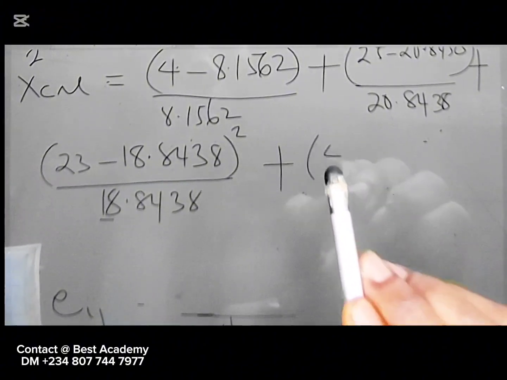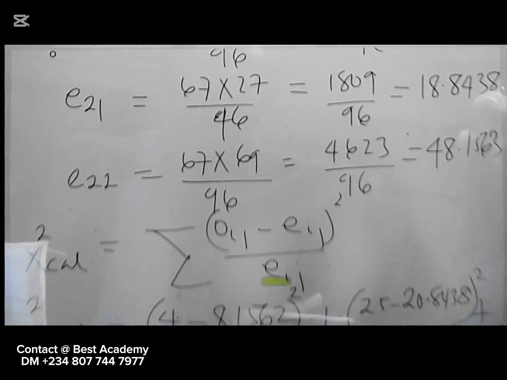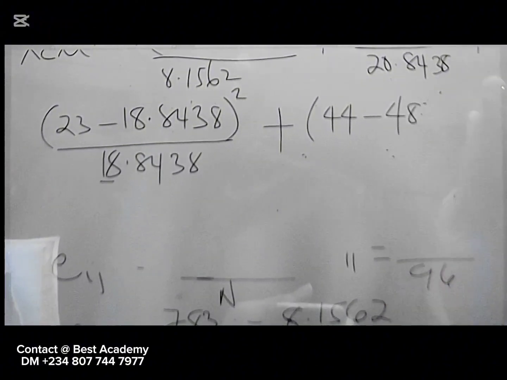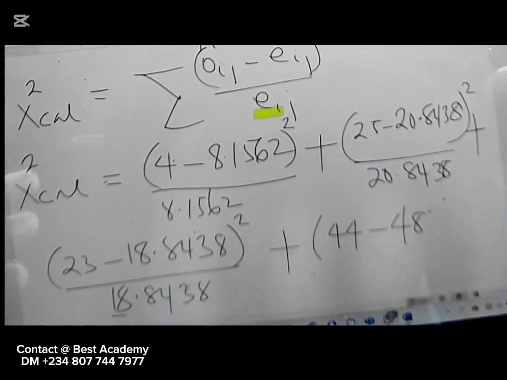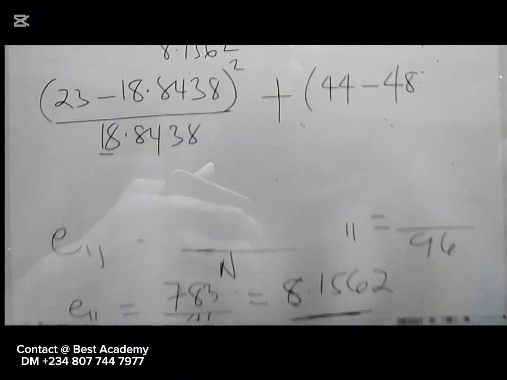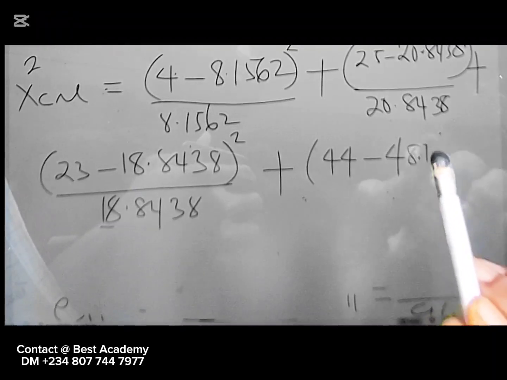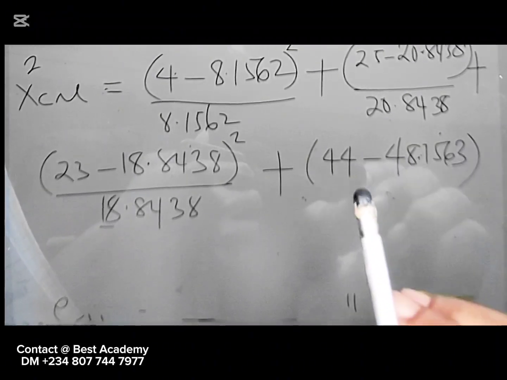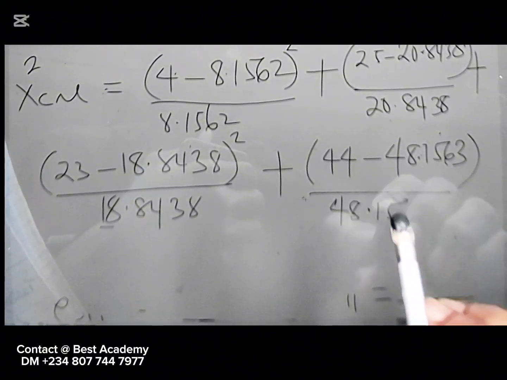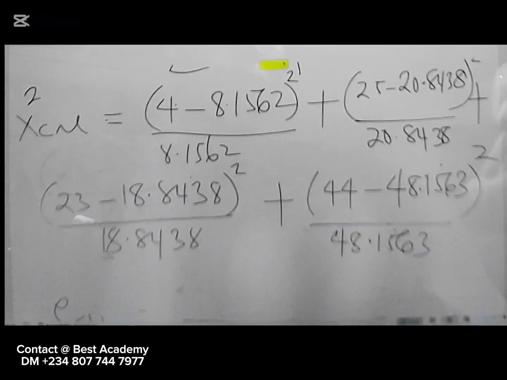Plus, lastly here, is 44. So this is 44, which is the observed, minus the expected for that 44, which is 48.1563, squared, over 48.1563.